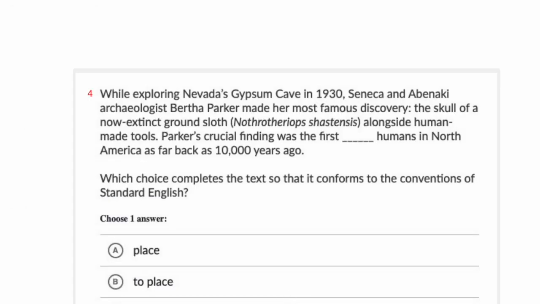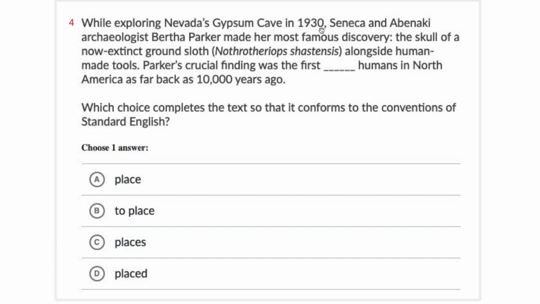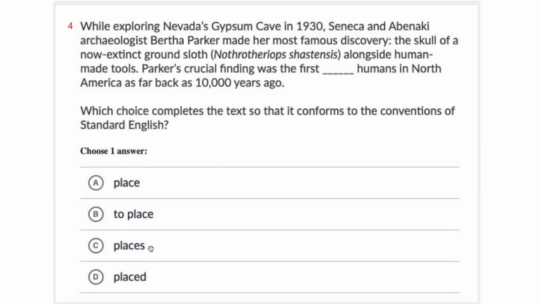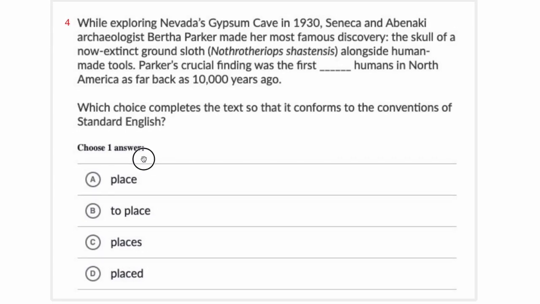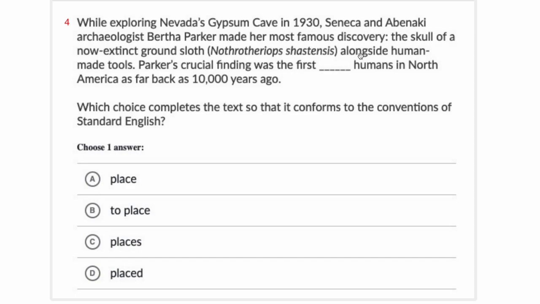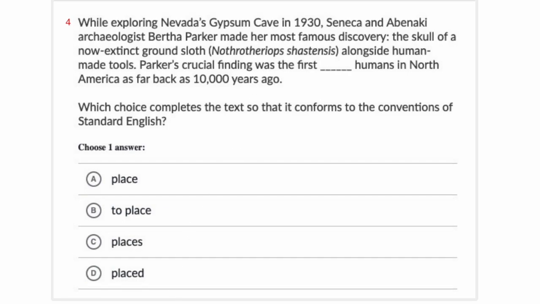Number 4, while exploring Nevada's Gypsum Cave. Just looking at the answer choices, this is going to have something to do with either subject-verb agreement or verb form, possibly verb tense. But let's see. Parker's finding was the first to place humans in North America as far back as 10,000 years ago. So the finding was, that's our subject, and that's our verb.